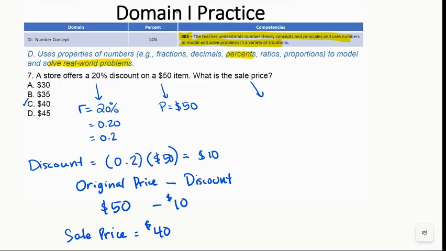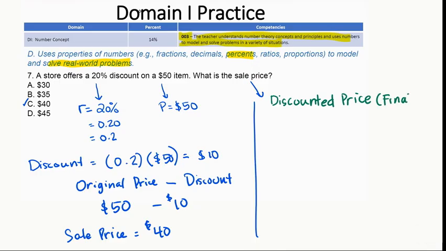But when I was in the classroom, I taught my students a different way, with different words, the vocabulary that they use. Let's change the color here. Sometimes they use different vocabulary. Discounted price is your final price after discount. The discounted price is the final price after discount.